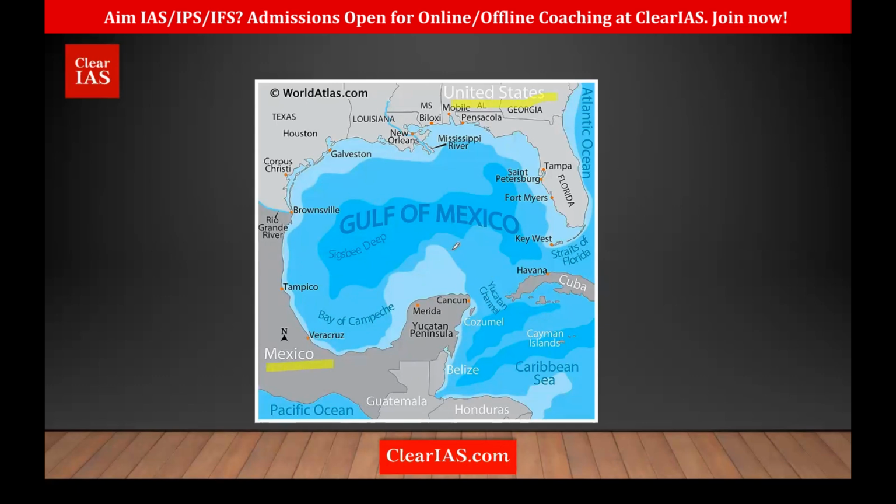Okay. And the Gulf of Mexico connects to the Atlantic Ocean through the Strait of Florida. There's a Strait of Florida here. Okay. And also through what? The Yucatan Channel. It actually connects to the Caribbean Sea and then to the Atlantic Ocean. Okay. So Gulf of Mexico, Strait of Florida, and Yucatan Channel. Okay. So remember this Yucatan Peninsula.